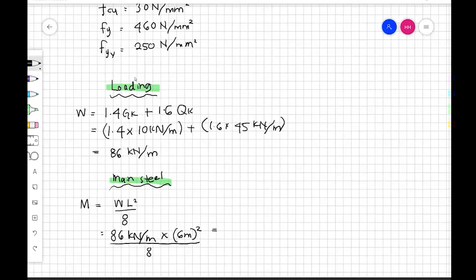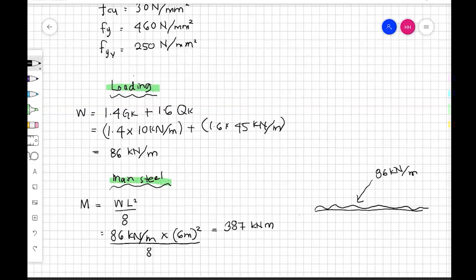Ada sesiapa nak kira untuk saya? Dayang Azizah. 387. Berapa? 387. Okay, so it is 387 kilonewton meter. So here it is like 86 kilonewton for 1 meter. Since kita punya ni berapa panjang dia, like 6 meter kan. Okay, so sebenarnya macam tu lah.